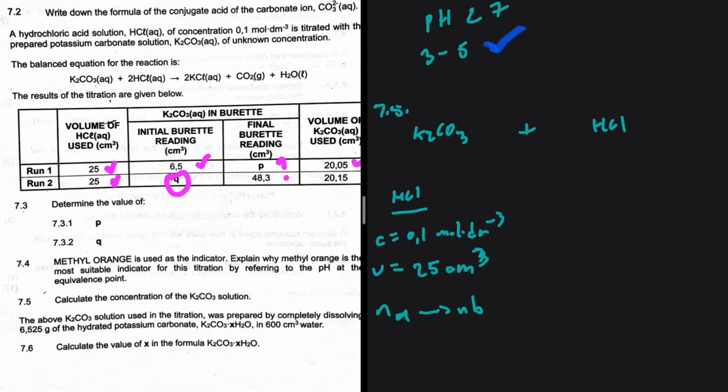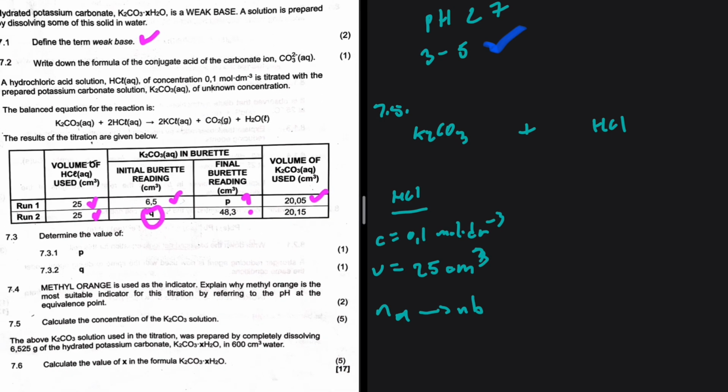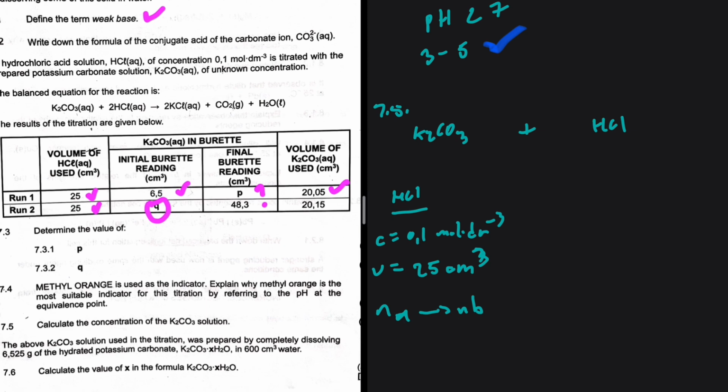K2CO3. Okay, so which volume of K2CO3 am I going to use? We have 20.05 in run 1, and then in run 2 we have 20.15. So which one do we pick between these two? Which one are we going to use? A bit tricky really. But I think we have 3 options here. I think we can use run 1, that would be fine. And then we can use run 2, and that should also be fine.